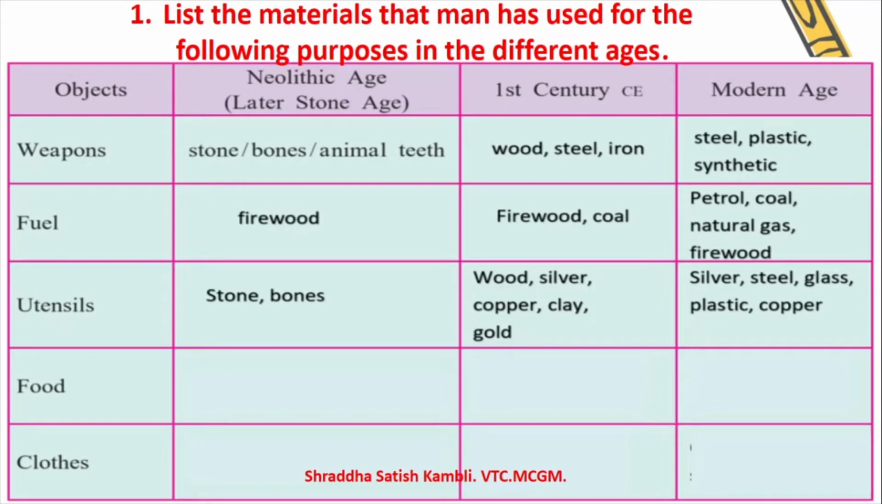For example, we use thermocol also a lot, which is not very good, which is leading to a lot of pollution around us. So these are the vessels which we use in the modern age.